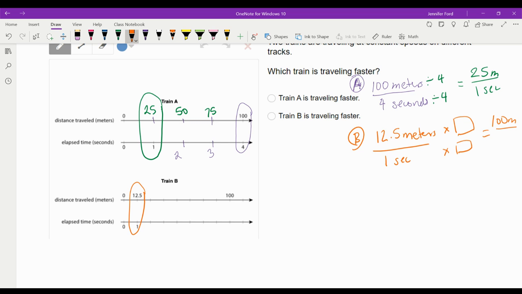You can do double number lines in two ways. You can do it with multiplication and division, which I did for the first one. You can also do it, if that number isn't coming to you, with addition.